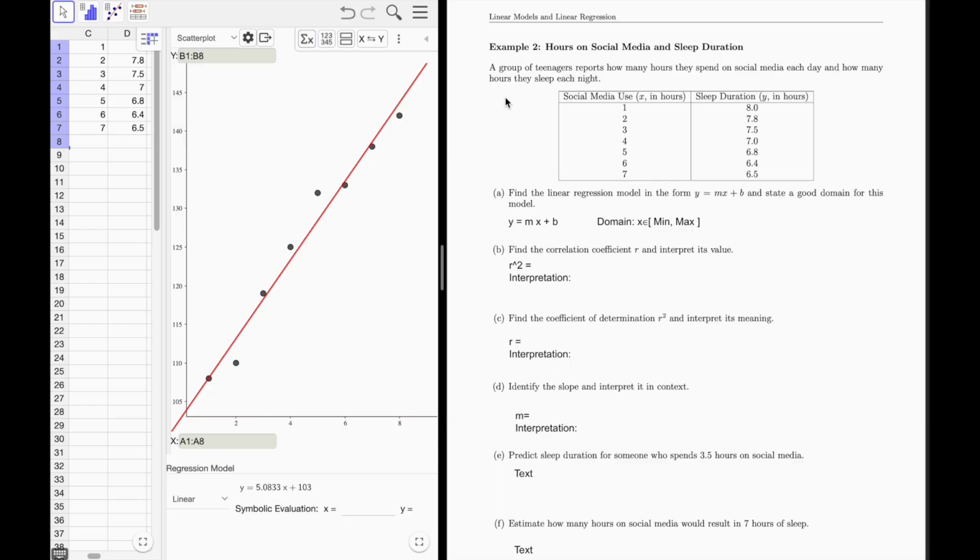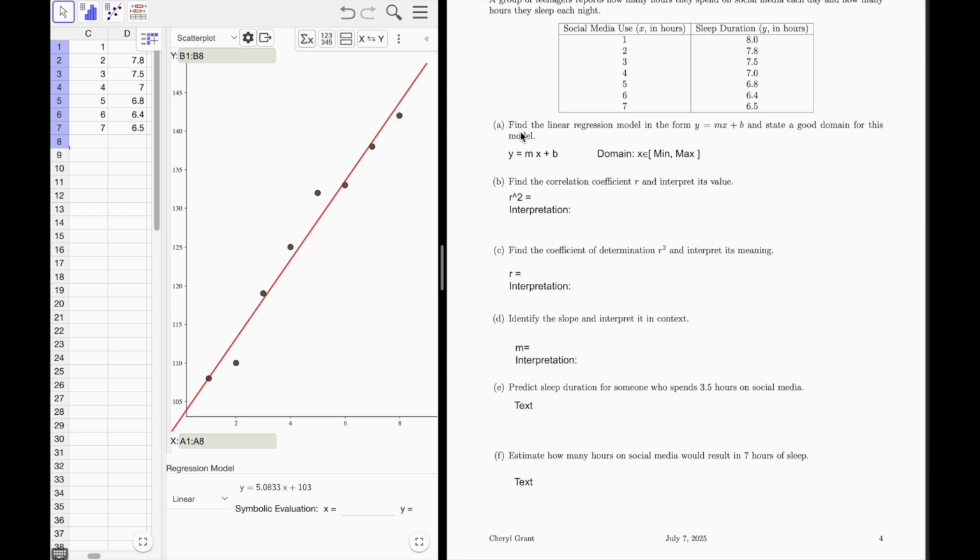All right, so this example is hours on social media compared with sleep duration. A group of teenagers reports how many hours they spend on social media each day and how many hours they sleep at night. So X is the number of hours for social media, and Y is how many hours they sleep. In part A, we're going to find the linear regression model in the form of y equals mx plus b and state a good domain for this model.